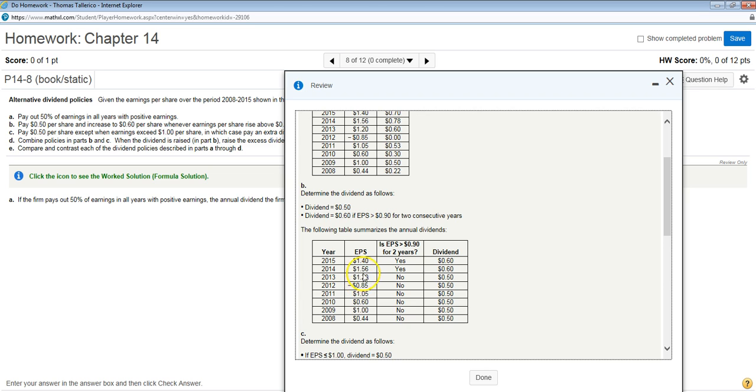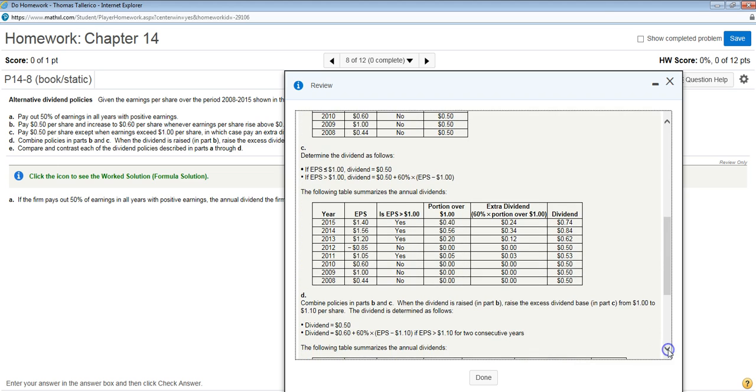Now look at 2013 and 2014. It's greater than 90. So you'll notice how the dividend jumped up to 60 cents. It has to be greater than 90 for 2 years in a row, and it is for 2013 and 14. And then for 2014 and 2015, it's greater than 90 for 2 years, so it's another 60 cents. So they tell you it's going to be 60 when the earnings are greater than 90 for 2 years, and you'll notice that it is. Greater than 90, greater than 90, greater than 90, and yes is the answer. So that's for part B. I hope that's clear. If it's not, email me.